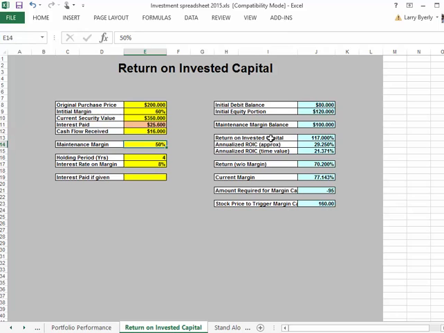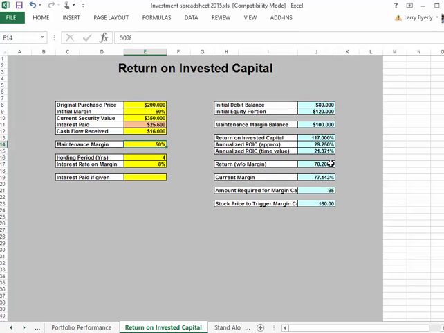The return on invested capital is 117%. Now that doesn't include the time value of money, so we need to incorporate that into our analysis here. So the current maintenance margin balance is $100. The annualized return on invested capital is an average of 29.25%. And if we include the time value of money, it's 21.37%.